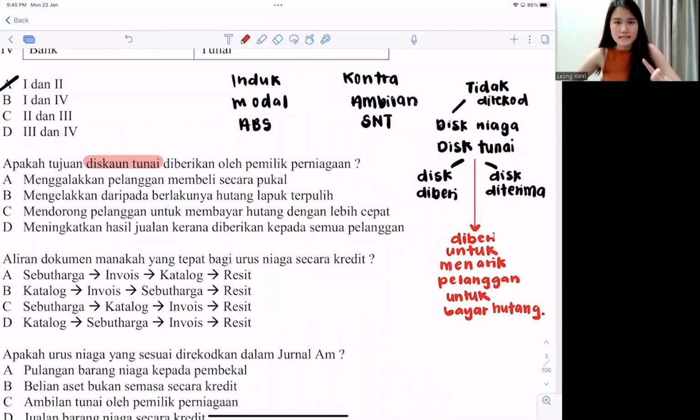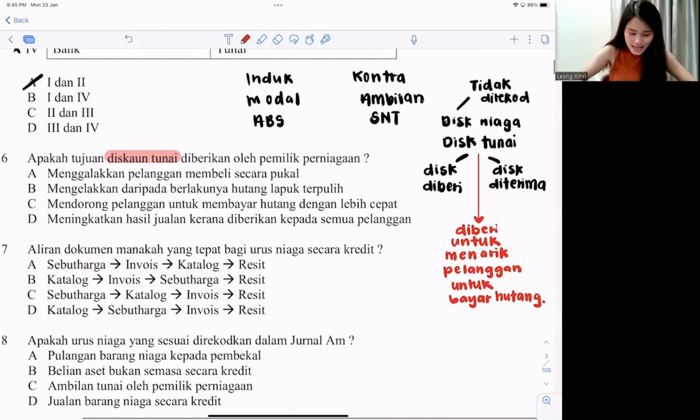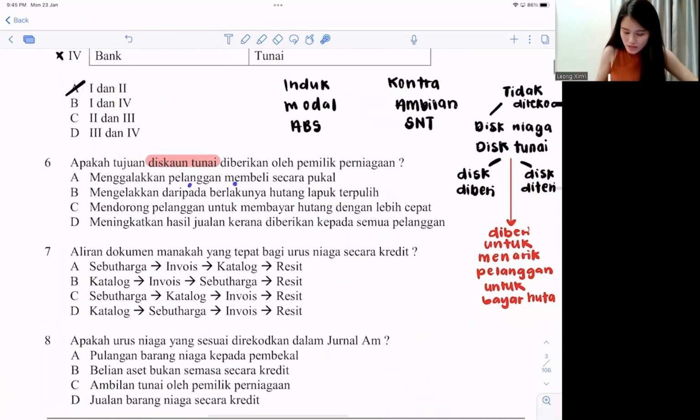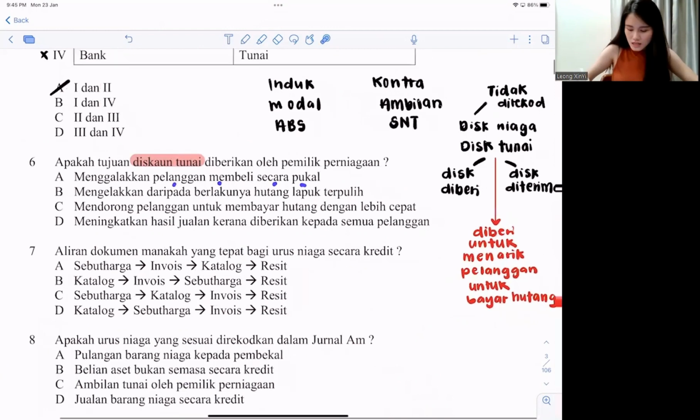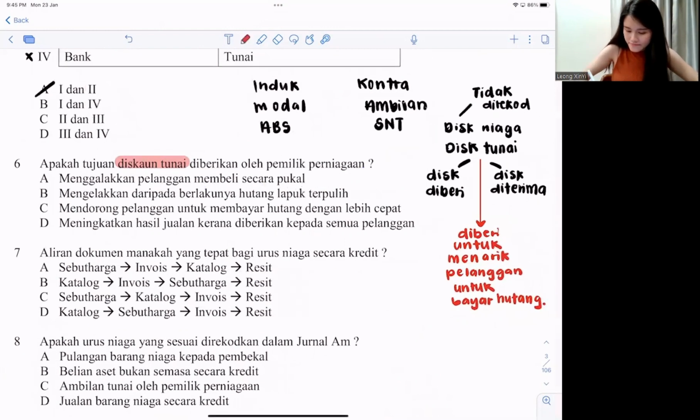Let's see which one is related to what I wrote just now. Okay, menggalakkan pelanggan membeli secara pukal. Wrong. This one is for discount niaga. Okay, that one is for discount niaga because we deduct directly for them. Usually is when we negotiate, I say, I buy 100 from you, or can you deduct the price to each 4 ringgit? So that's how it works for discount niaga. Okay, so that's to encourage people to buy more.